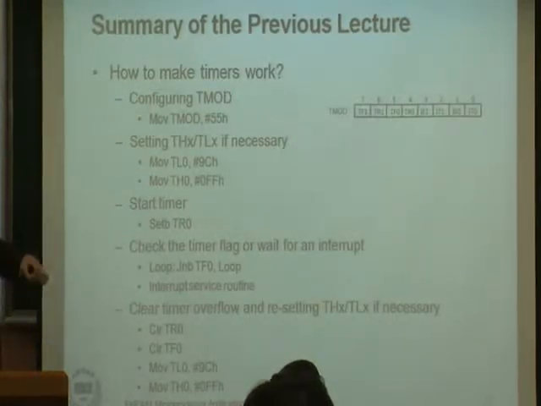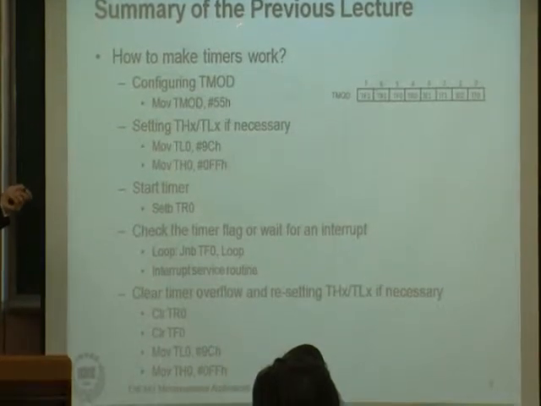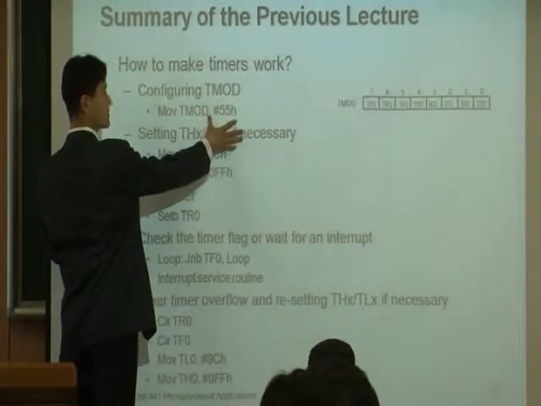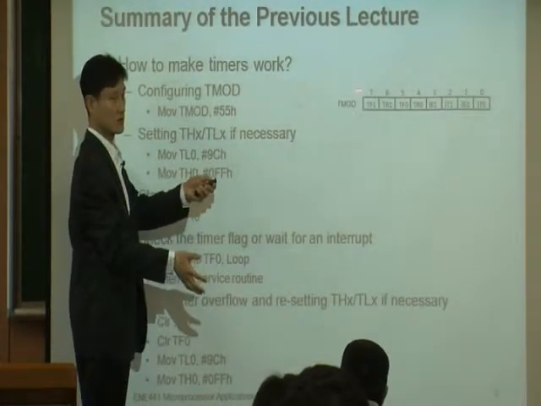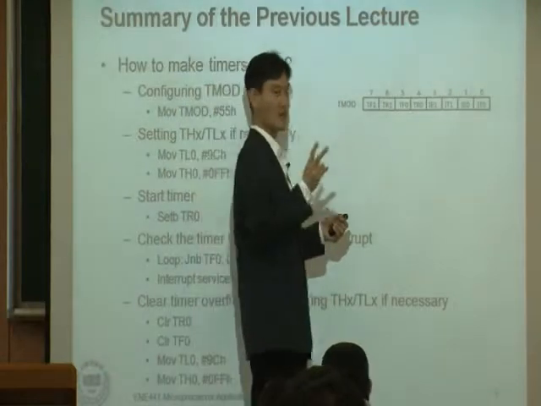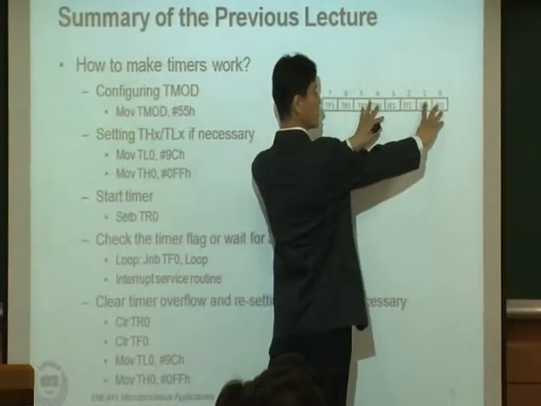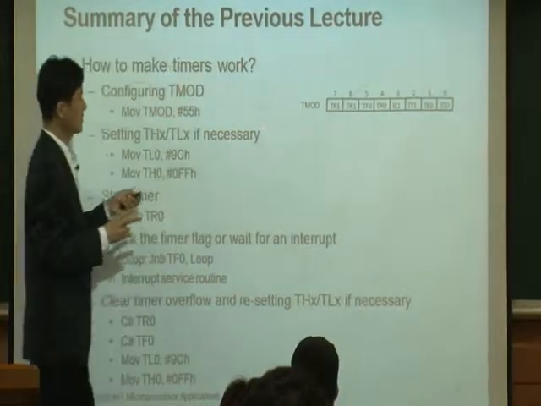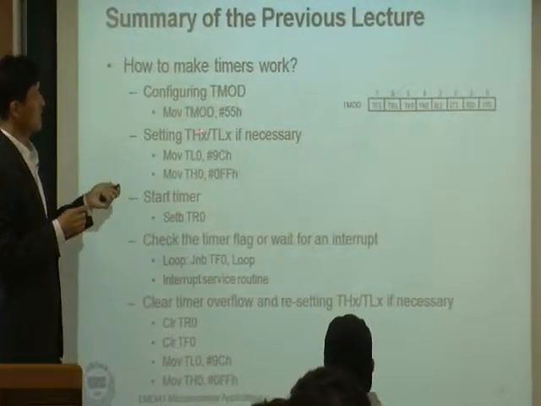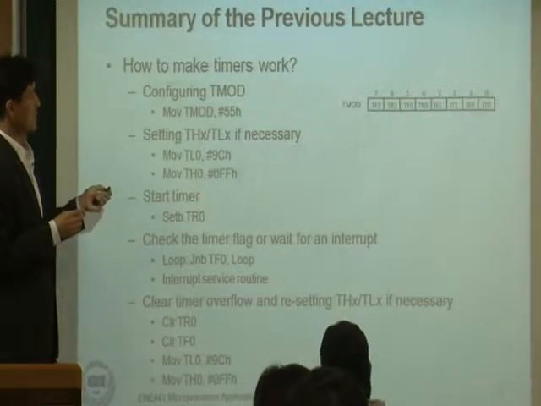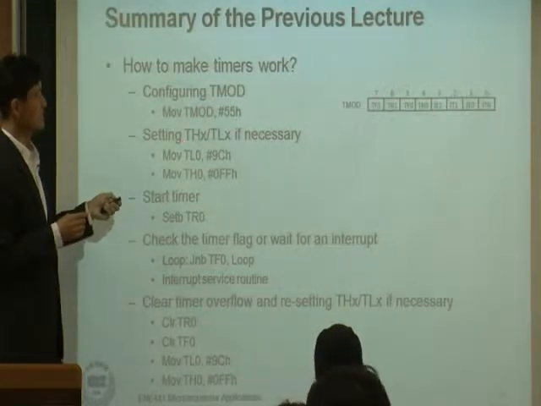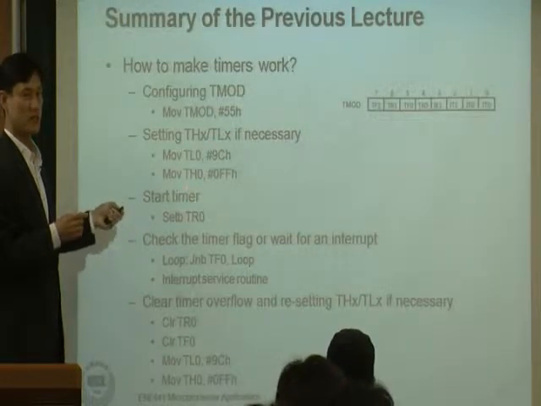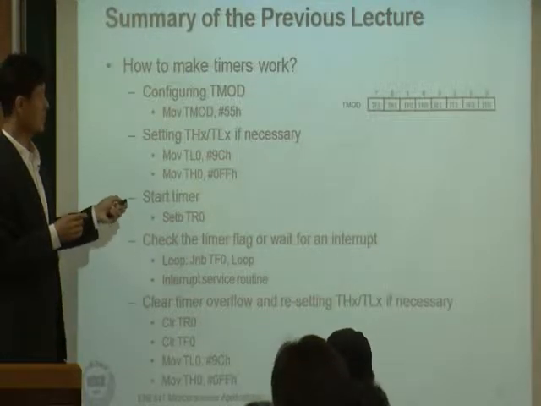So these are the steps to do in order to make the timers work. So first, you need to configure the TMOD register. TMOD is here. We have 2 different timers, right? For Timer 0, you need these 4 bits. For Timer 1, you need the other 4 bits. We have 2, so based on that, you can program TMOD. And also, you need to program TH0, TL0. Why do we need this? Because this is going to be the initial value of your timer.